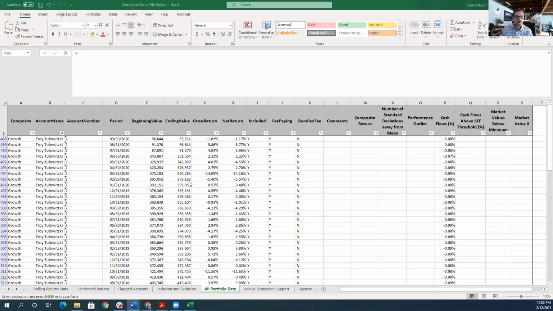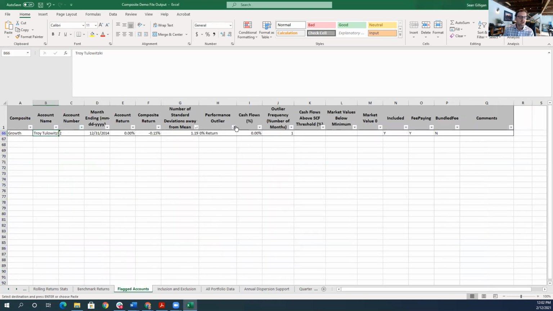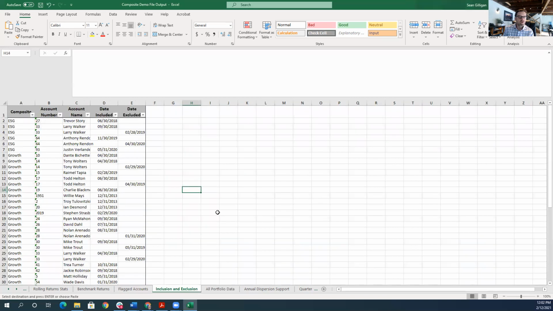But today, this is really focused on the pre-work you should do before publishing the results and as just prep work before you start the verification. Okay, a couple other things. So we've kind of worked through the flagged accounts tab. I think we're good here. Inclusion, exclusion, nothing necessarily needs to be done here.